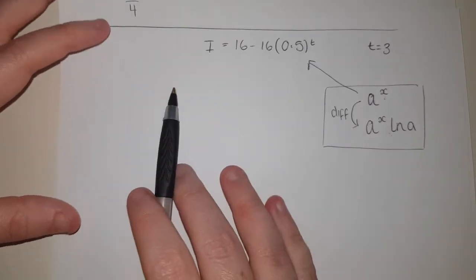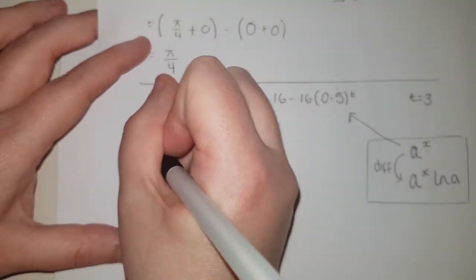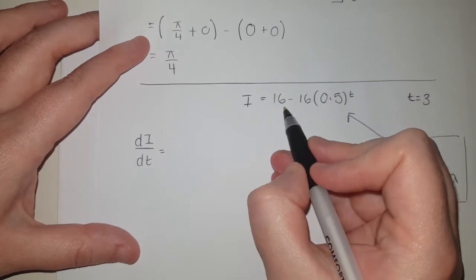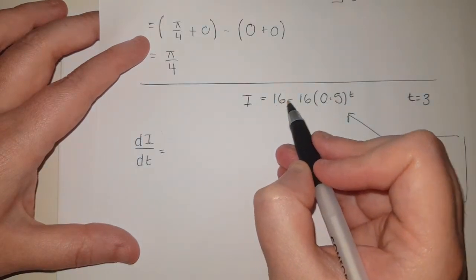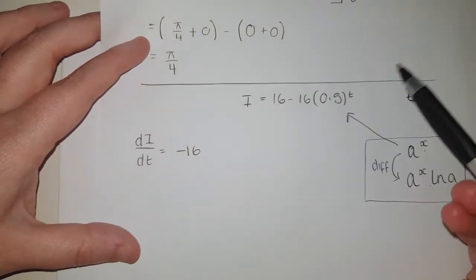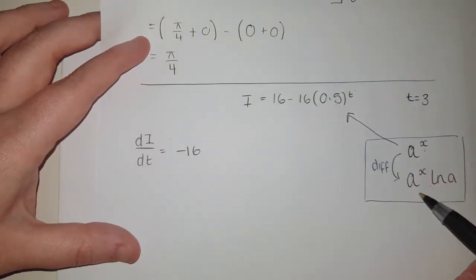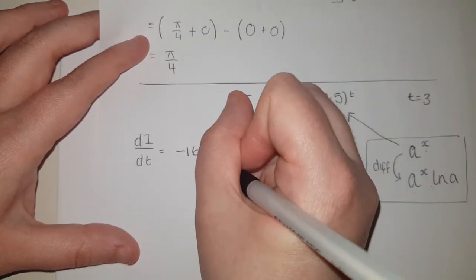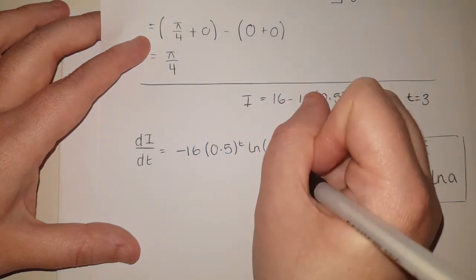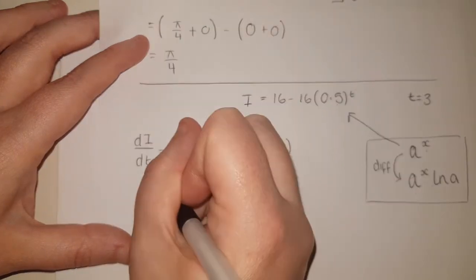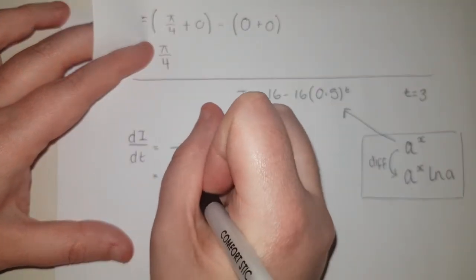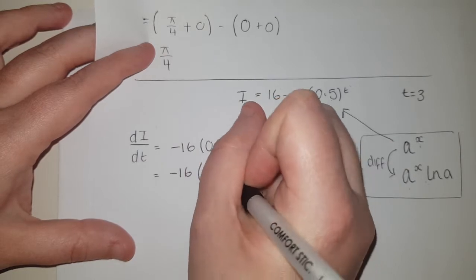Okay, so if I differentiate this, di by dt, any constant when you differentiate is just going to disappear. The minus 16 is just a multiple, so I'm going to leave that at the front for now. And then I've got my a to the power of x term. I end up with a to the x ln a. So I end up with 0.5 to the power of t ln of 0.5. Now, first thing I'm going to do, just because it's easier to see what's actually happening, is rewrite it as a half instead of 0.5.